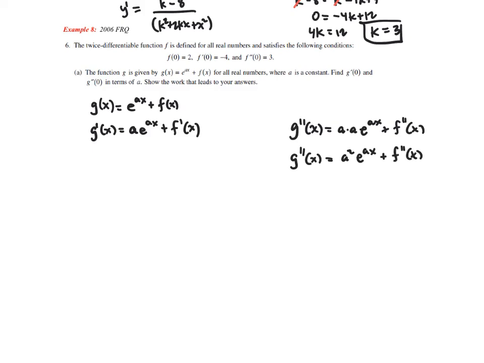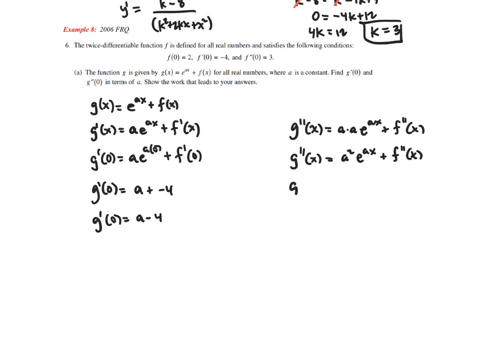Okay, so now let's find g prime at 0. That'll be a e to the a times 0 plus f prime at 0. So g prime at 0. A times 0 is 0, so e to the 0 is 1. So I get a plus whatever f prime at 0 is. Looks like f prime at 0 is negative 4. So I could write g prime at 0 is equal to a minus 4.